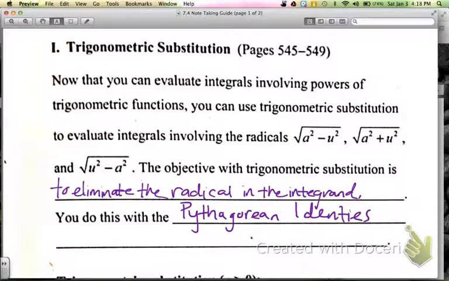And you know the Pythagorean identities: sine squared plus cosine squared equals 1, secant squared minus tangent squared equals 1, I should say, I'm sorry, and so on and so forth. So we're going to use these in order to help us as well. It'll be a little bit more clear when we come to an example, but let's keep going with this notes section.